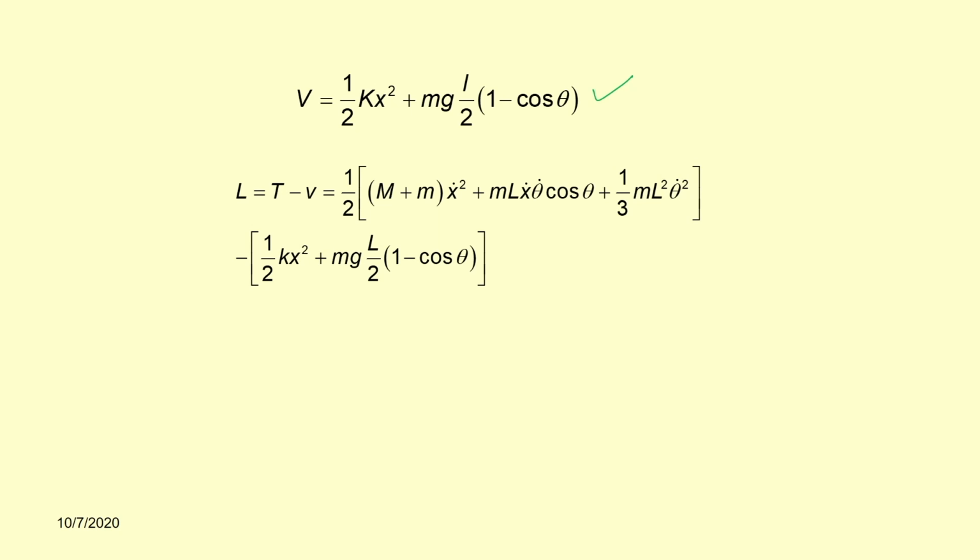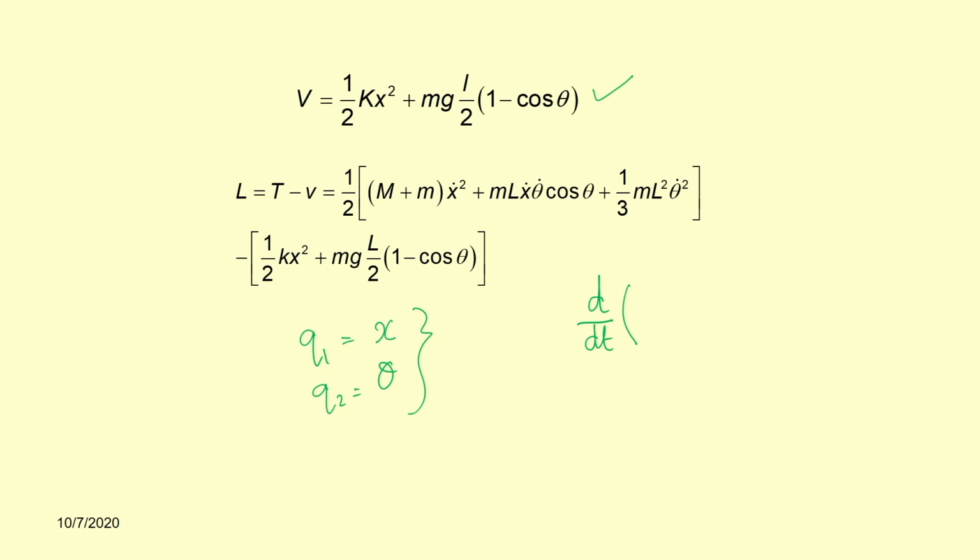Now by writing L equal to T minus V, that is half m plus m x dot square plus m l x dot theta dot cos theta plus 1/3 m l square theta dot square, minus half k x square plus mg L by 2 into 1 minus cos theta. You can use this Lagrange principle, d by dt. You just see you have two coordinates, so this is a 2 degree of freedom system. Here you can take q1 equal to x and q2 equal to theta.